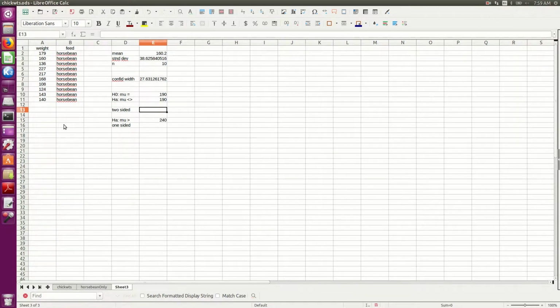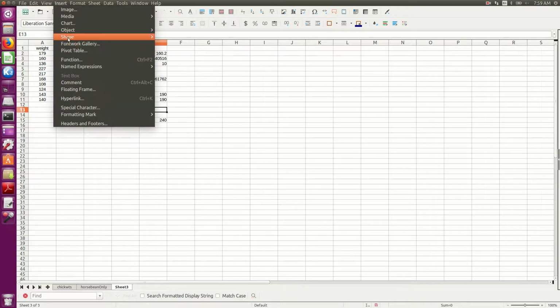Now, back to our small sample. If I wanted to do a similar kind of thing with this small sample, so mean of 160 and hypothesized mu of 190, and I wanted to check that two-sided hypothesis test. Well, actually, unfortunately, I'm out of luck as far as just a canned function.